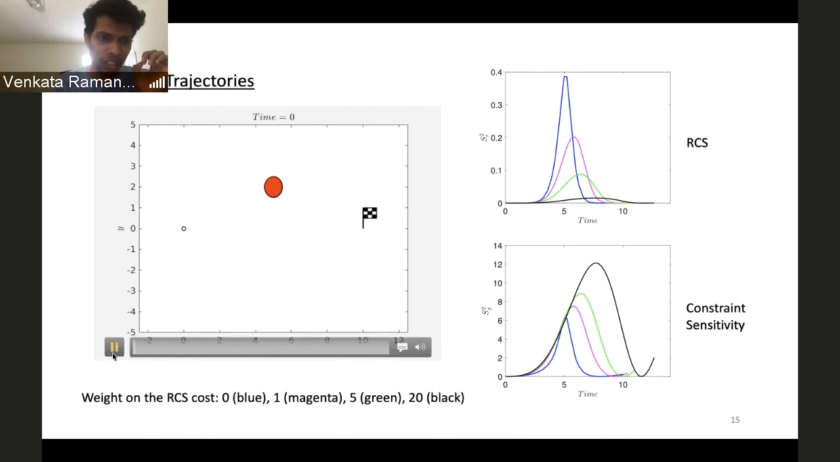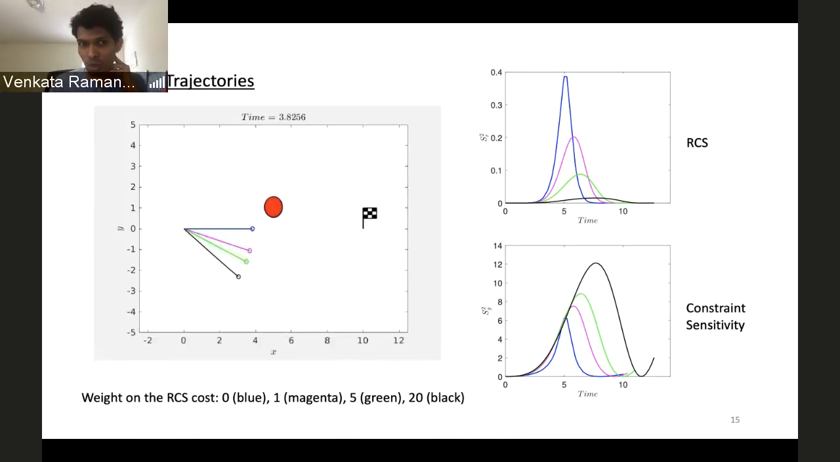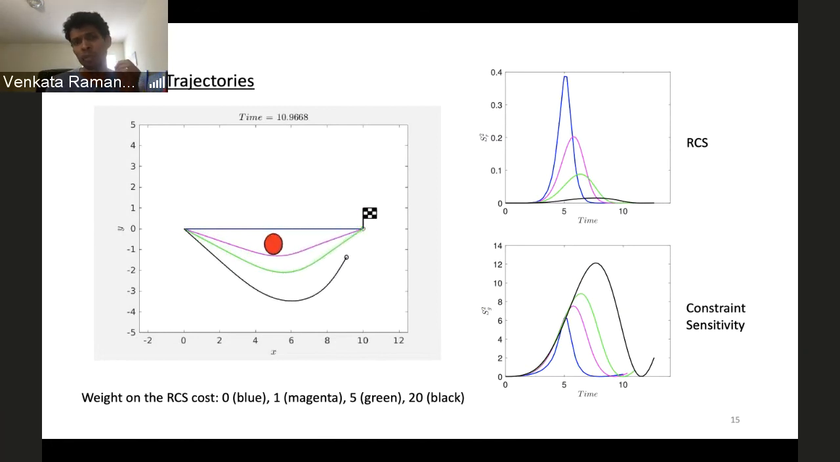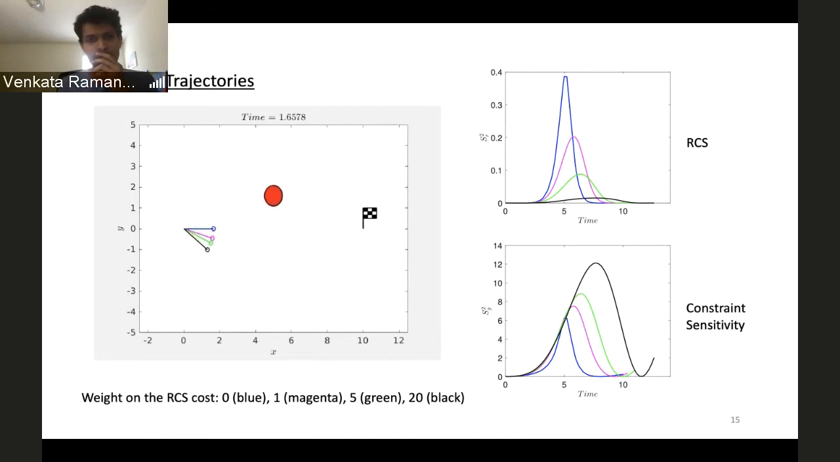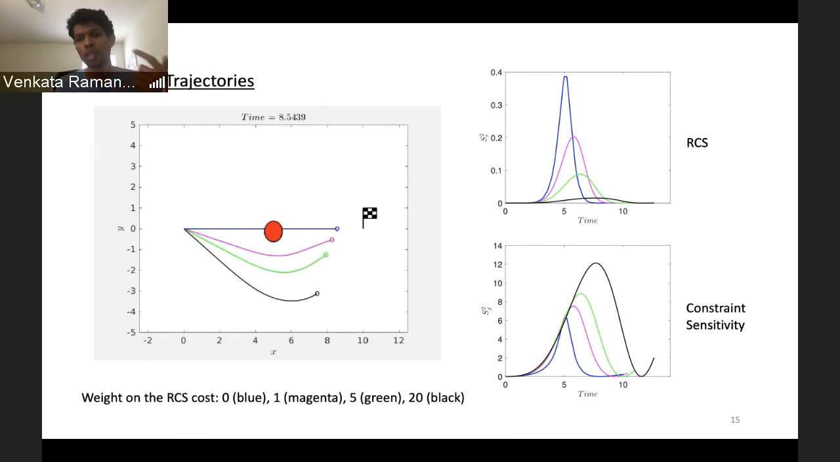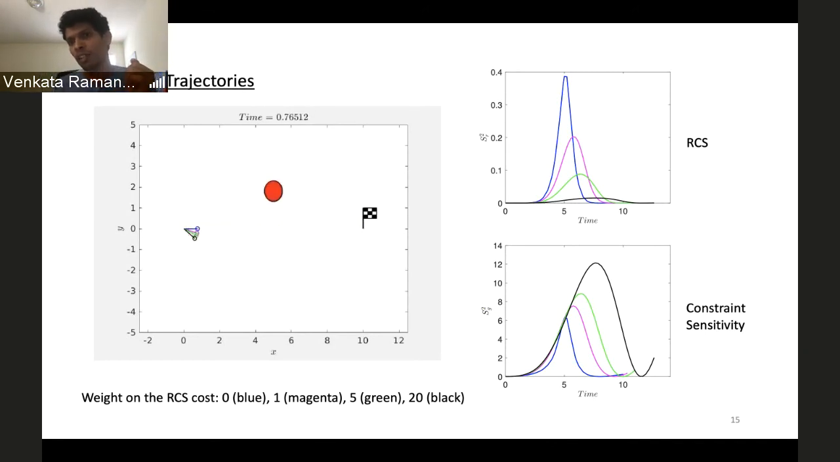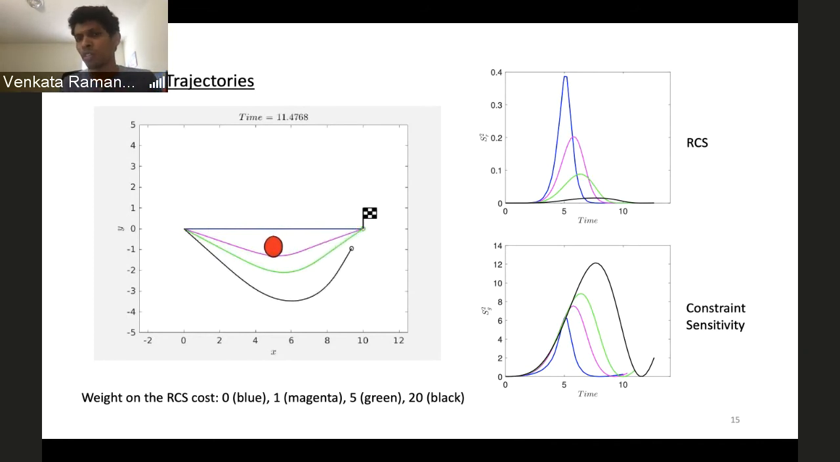So here are the optimal trajectories that I obtain by just penalizing the relevant constraint sensitivity while I optimize for the time of travel. And you can quickly see that as I keep increasing the penalty on the RCS, the trajectories become more and more conservative, where black is the most desensitized in this case, with a longer route but being further away from the obstacle. And on the right, you can see the plots for RCS and constraint sensitivity. Again, if you see the RCS plots, as you increase weight on the RCS penalty, you will realize that the graph under the corresponding RCS plot is reduced.